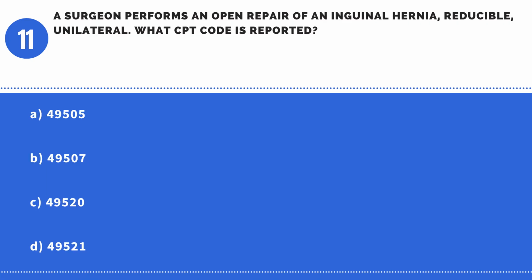Question 11. A surgeon performs an open repair of an inguinal hernia, reducible, unilateral. What CPT code is reported? A. 49505. B. 49507. C. 49520. D. 49521.